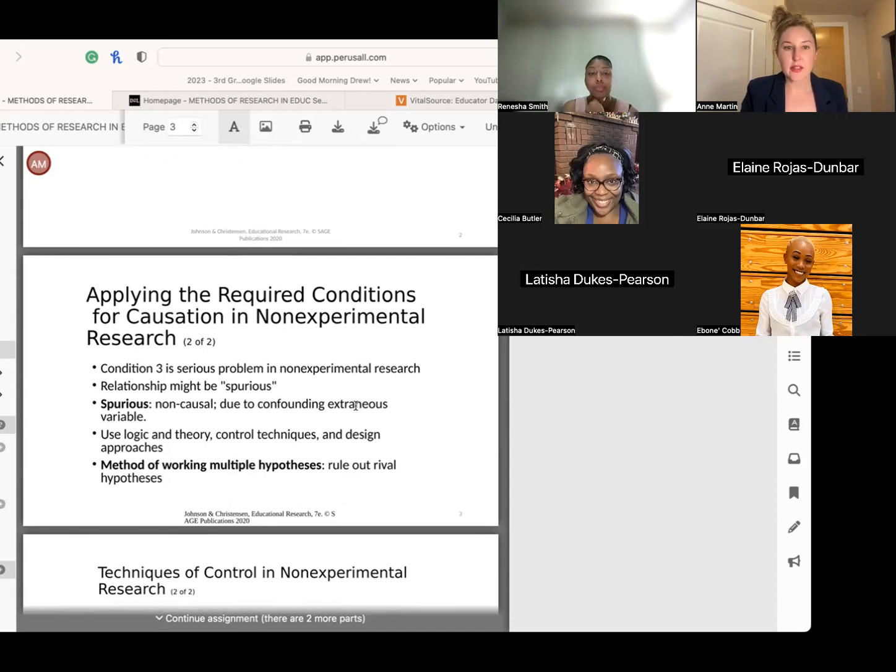Now, if there is an instance where the relationship between variables is actually due to a confounding variable, we call that a spurious relationship. So the relationship that you observed is not actually due to the relationship between the variables, but a third variable.